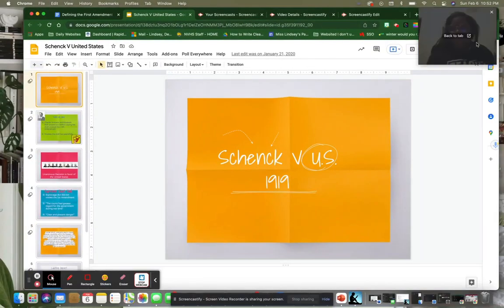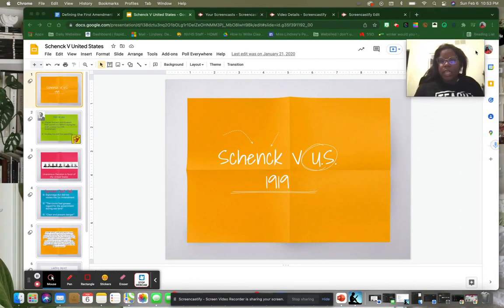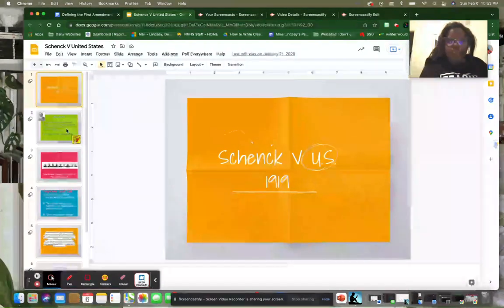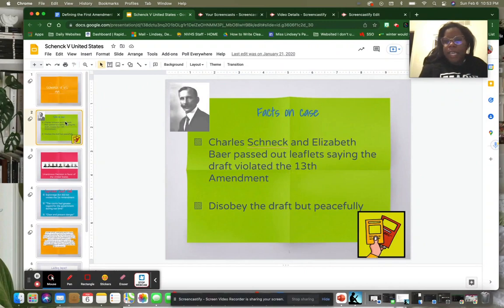This is the example that I made for this activity. So one of them being Schenck versus the United States. This was a case that took place in 1919. Facts on the case. Charles Schenck and Elizabeth Baer passed out leaflets saying the draft violated the 13th Amendment. So they were going against the First World War, and they didn't believe that people should have to be drafted.